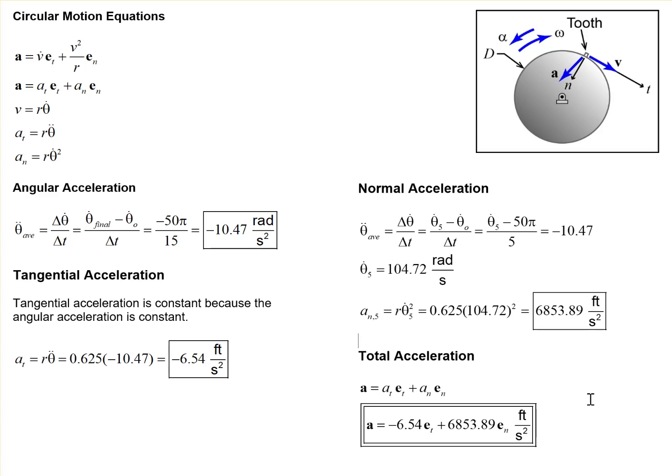Now notice how large the normal acceleration is as compared to the tangential. This is often the case when you have a circular motion. The normal acceleration is what is keeping that tooth attached to the blade. So you would expect a large value.